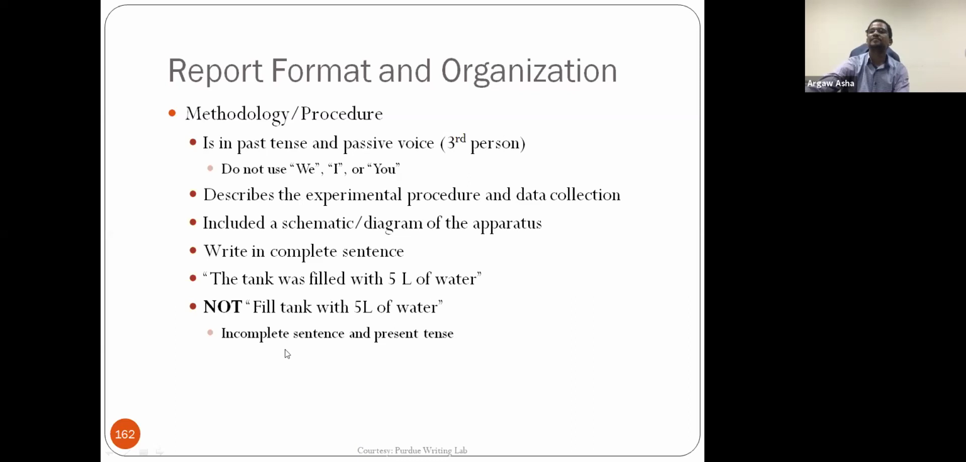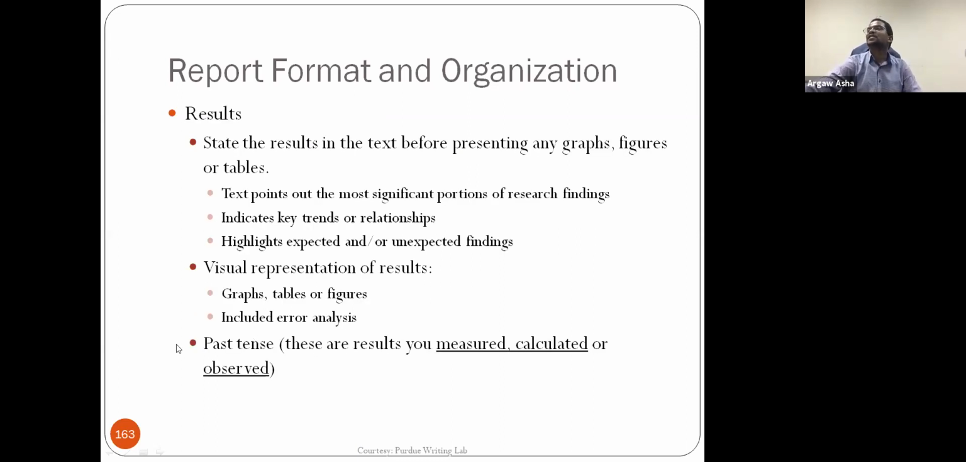Okay. Then write in complete sentences. For instance, the tank was filled with 5 liters of water. Fill tank with 5 liters. Look how the sentences are. Some of the sentences are complete, some are incomplete. Below, ቼክ እናደርጋለን። Then ሪዛልቱ ምንድነው ማጠቃለል ያለበት? The result: state the result in the text before presenting any graph or figures or table.